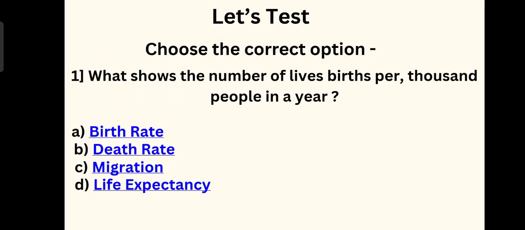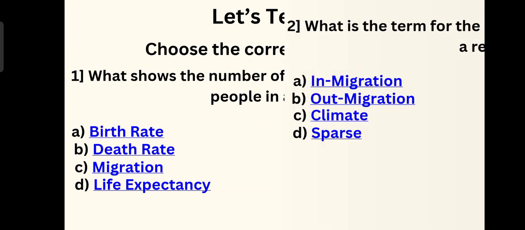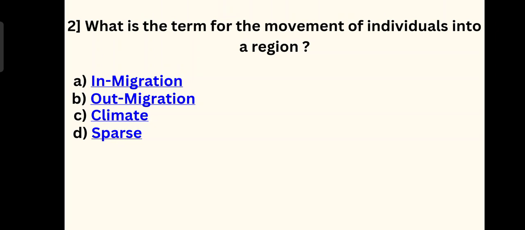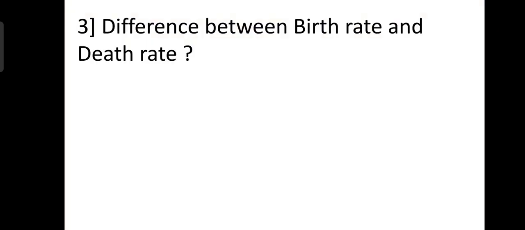So the first is, what shows the number of live births per 1,000 people in a year? Birth rate. Very good. Now, what is the term for the movement of individuals into a region known as? In-migration. Yes. Now, could you elaborate for me the difference between birth rate and death rate in your own words? Okay, ma'am, I will try. Birth rate shows how fast new people are being added to the population. Okay. And the death rate shows how fast people are dying and leaving the population.